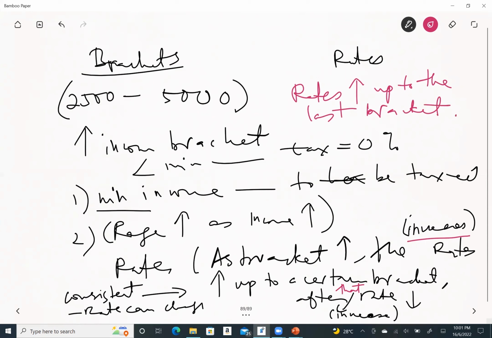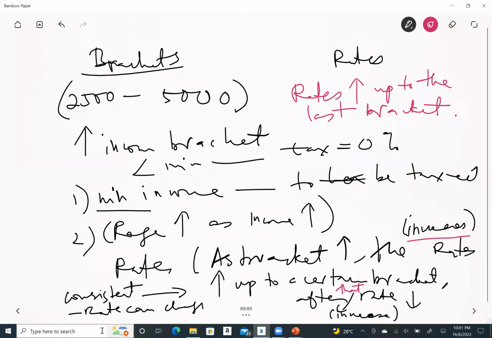So that is progressive. Progressive meaning the rate increases as income increases, and then the increase in the rate will be increasing, normally up to a certain point, after that decrease. So that is what you call progressive. Higher income, pay higher tax. Okay. Any question?